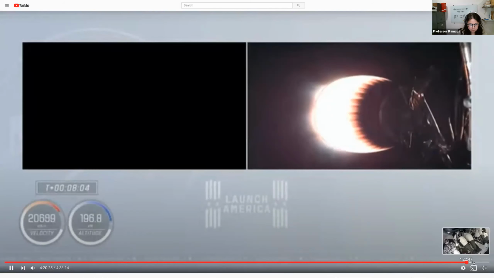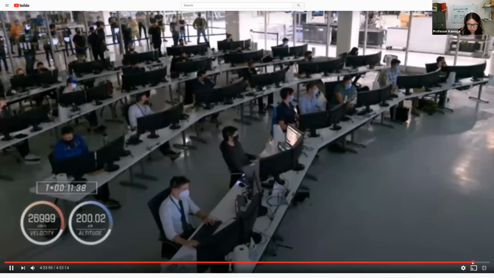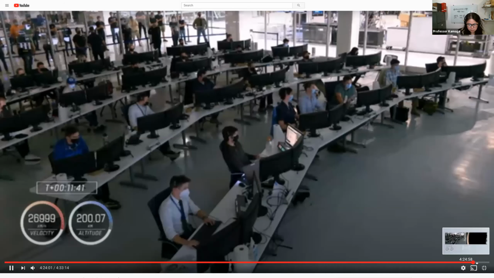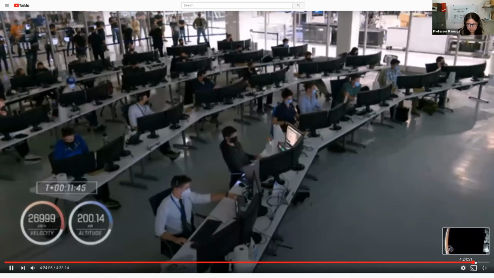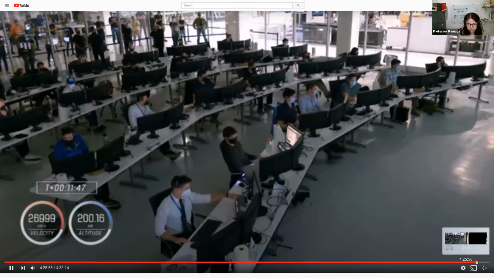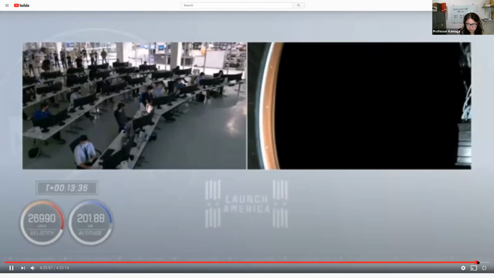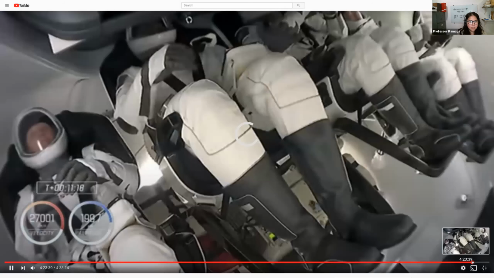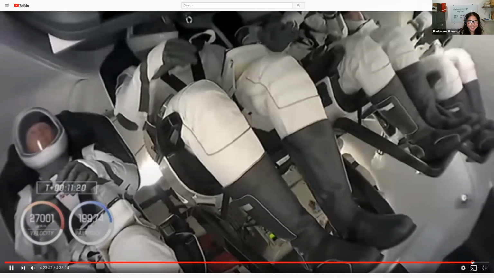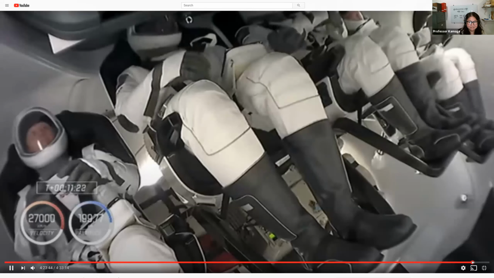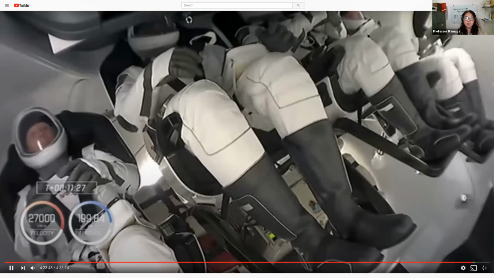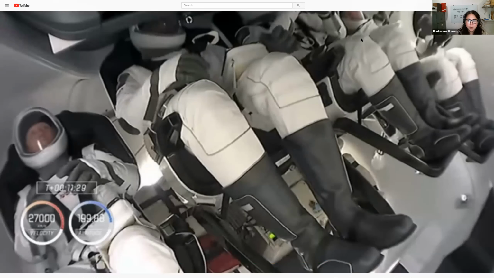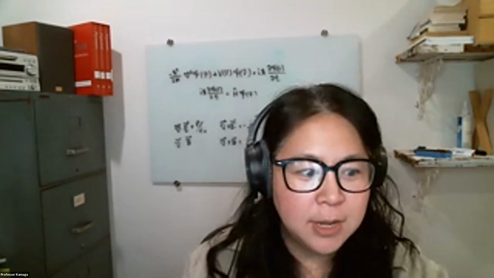This view inside Mission Control Hawthorne. Teams continuing to monitor the vehicle. They're in space now, traveling 27,000 kilometers an hour. We see nominal service section Draco checkouts and unifier activation. First trip to space for Victor Glover. Acquisition of signal, Newfoundland. The ground station is now receiving telemetry.